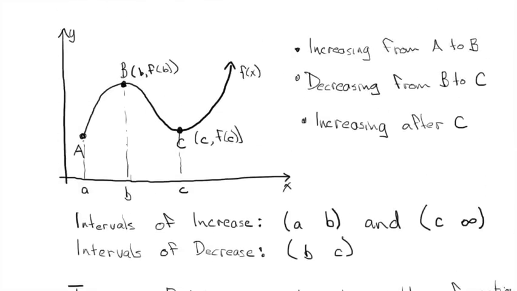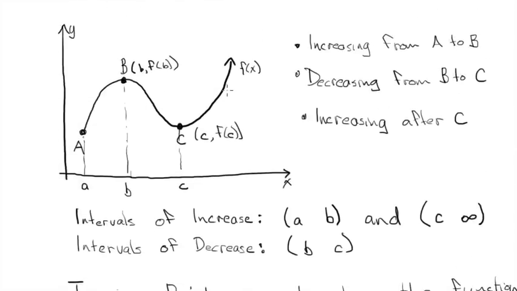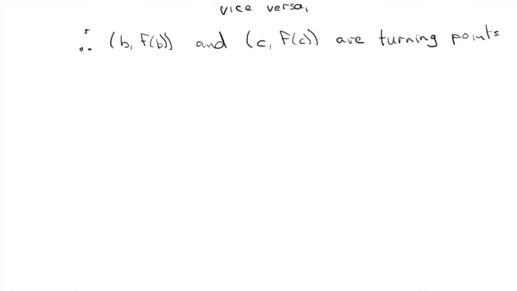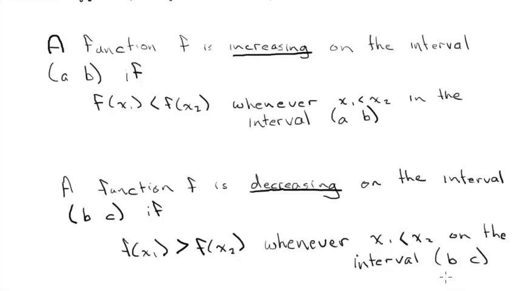So we have an informal definition of increasing: increasing means up from left to right, and decreasing means down from left to right. I'm going to quickly write the formal definition down. Here is our formal definition of increasing function and decreasing function. A function f is increasing on the interval a to b if f at x1 is less than f at x2 whenever x1 is less than x2 in that interval ab.